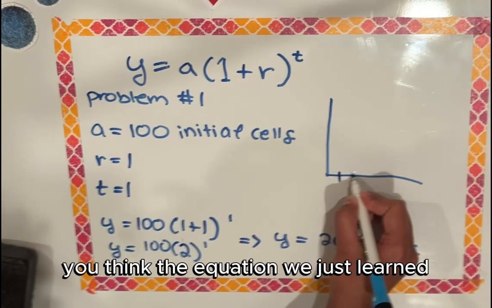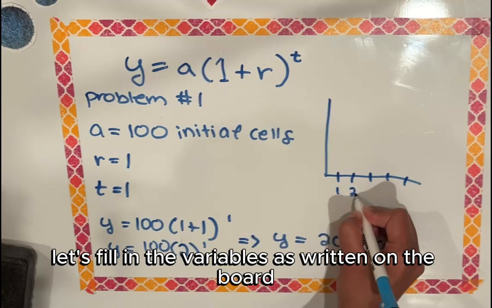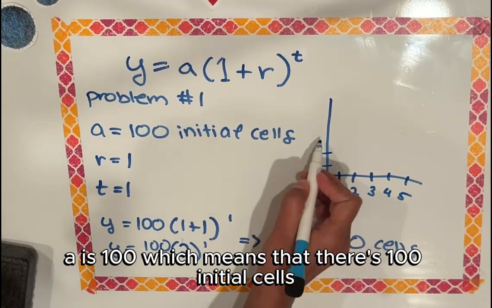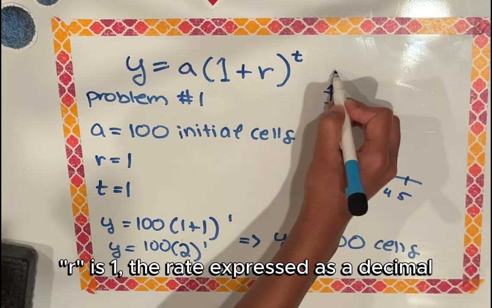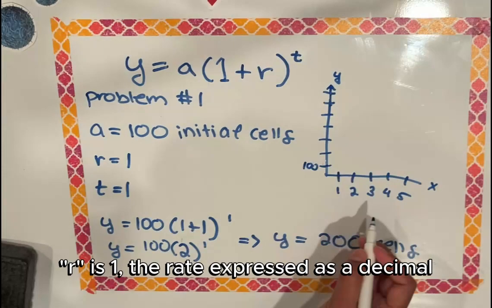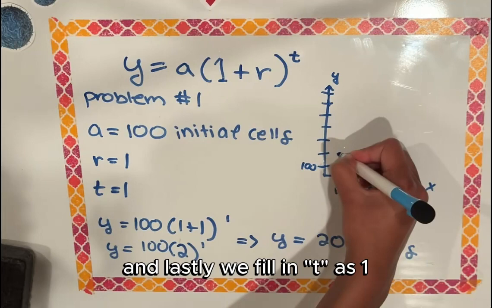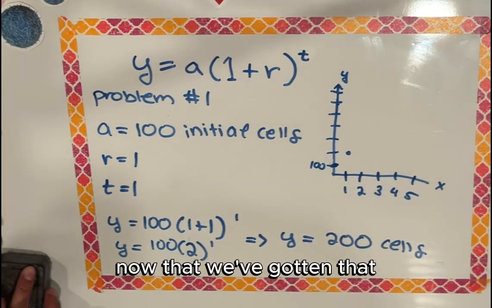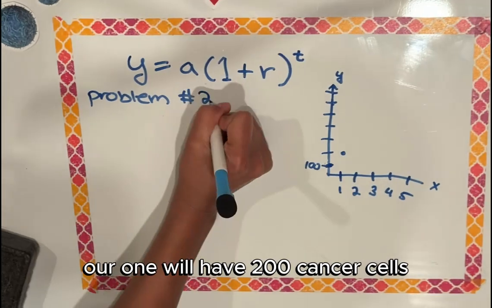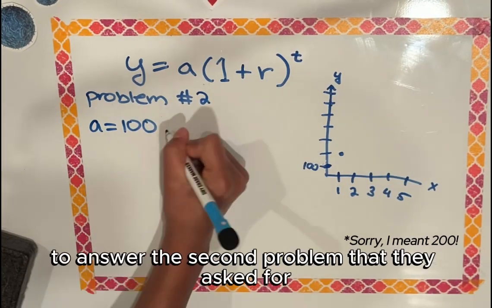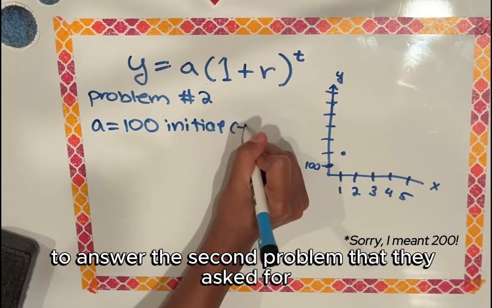Using the equation we just learned, let's fill in the variables. As written on the board, A is 100, which means that there's 100 initial cells. R is 1, the rate expressed as a decimal, and lastly, we fill in T as 1. Now that we've gotten that at hour 1, we'll have 300 cancerous cells, let's go on to answer the second problem that they asked for.